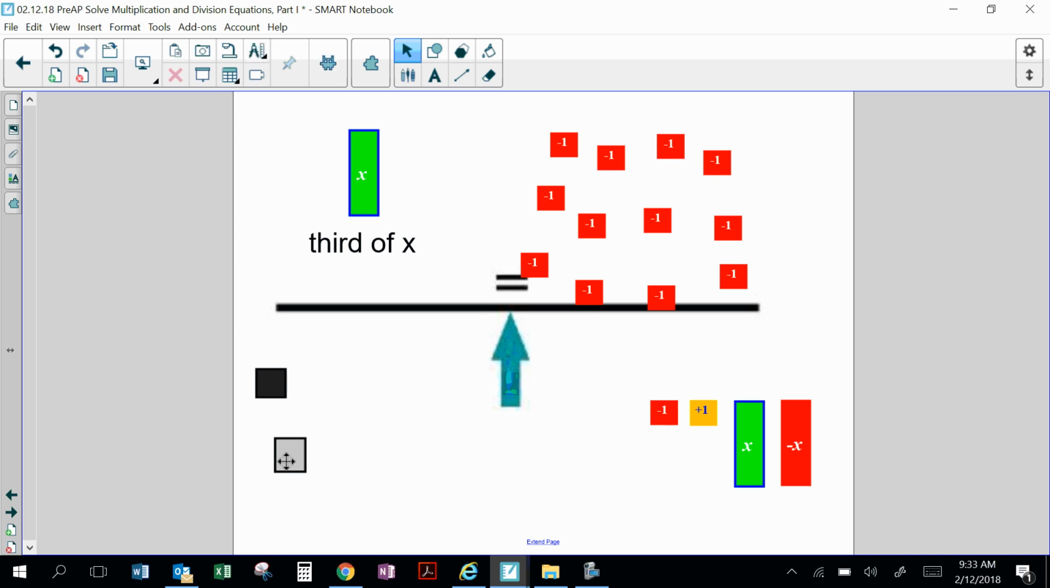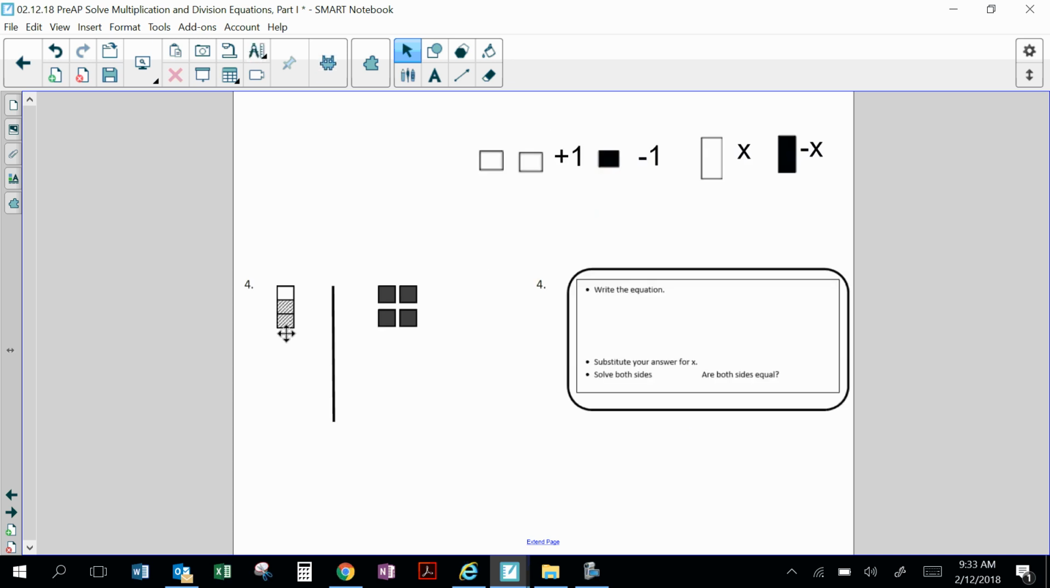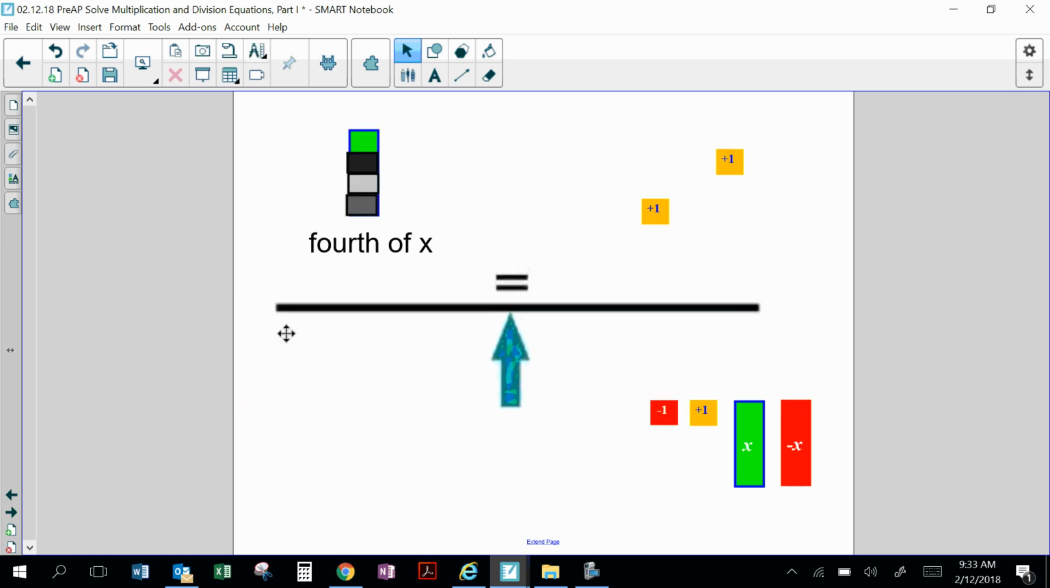Again, how could I solve this mathematically? How many thirds go into an x? 3 of them. And each third has -4. 3 times -4 is -12. And our last example, a fourth of x. So you may want to get standing x's. Each fourth of an x equals +2. What would a full x be? You may want to pause it at this time.